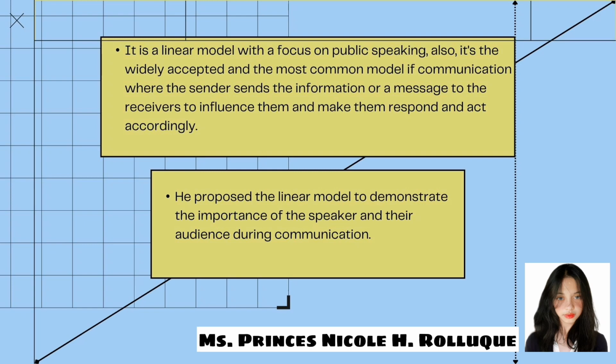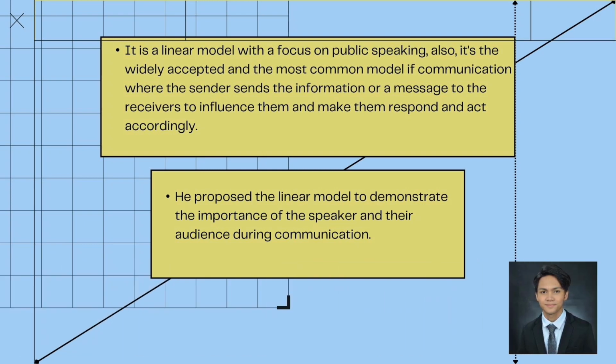He proposed the linear model to demonstrate the importance of the speaker and their audience during communication. As you can observe, Aristotle's model is largely focused on the speaker and the speech, wherein the speaker is the main figure in communication. This person is fully responsible for all communication. And also, the speaker's job is to give a speech to the community, and the audience is passive. Thank you, Mr. Rilioke.